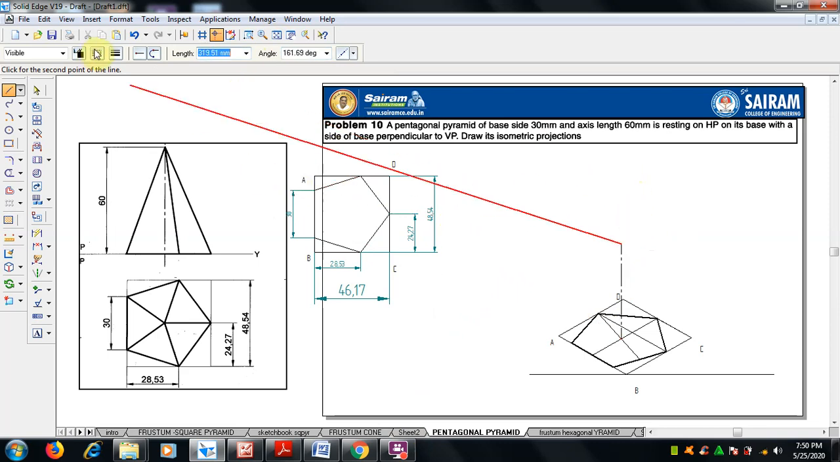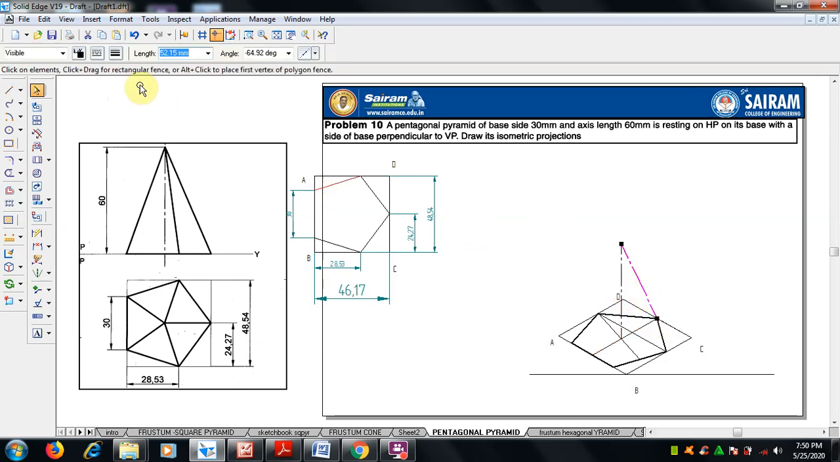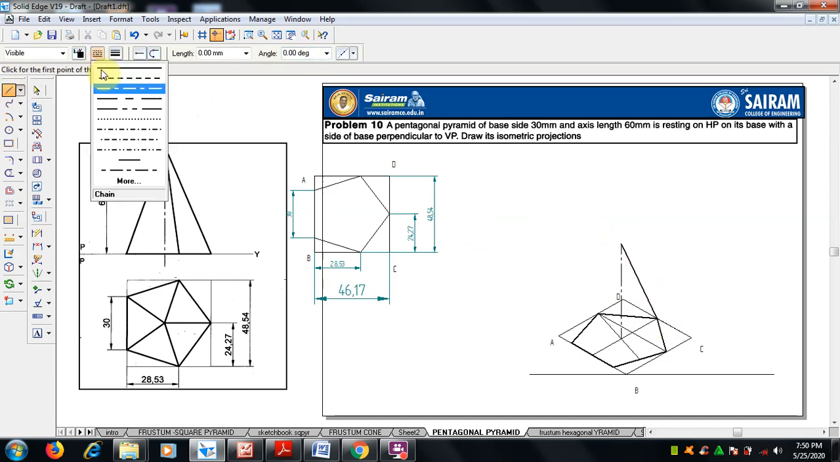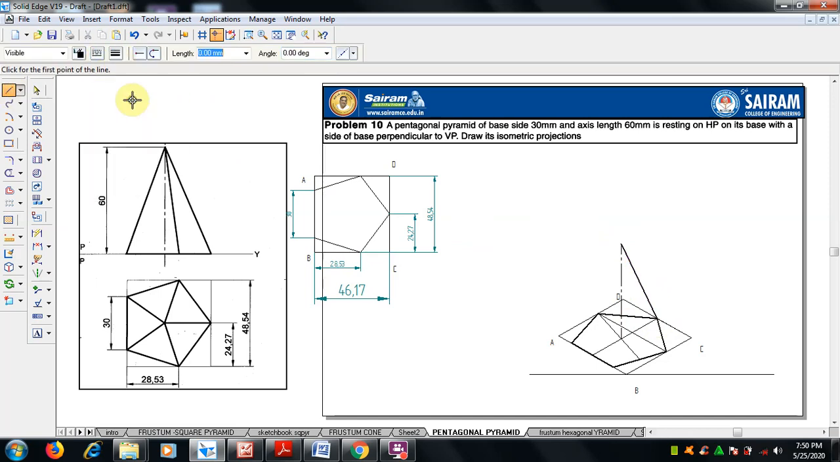Alright, that's it. Now select 0.5 mm thickness line, join all the corners of the base. Select continuous line, 0.5 mm line. So line again, continuous line, 0.5 mm thickness from the apex to all the corners. It is the base.